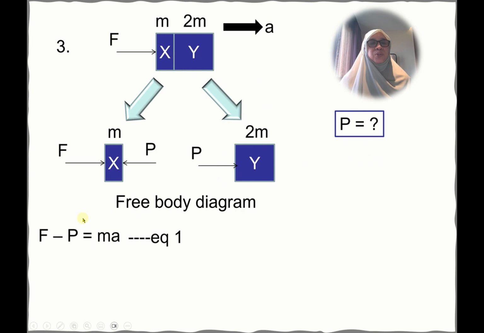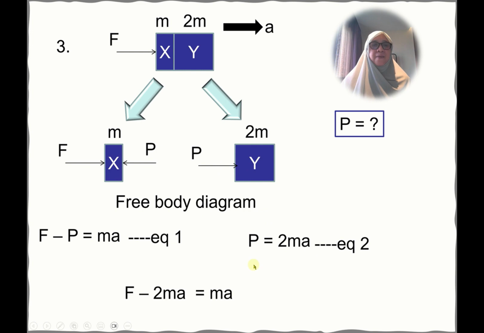Now the question asks to find P. Using F equals to ma, F is positive because it is the same direction as A. So F minus P equals to ma. This is equation 1. And then for block Y, only P acts on Y, so P equals to 2ma. This is equation 2. Using the same method as question 2, we use simultaneous equations. We substitute P equals to 2ma into equation 1. So F minus 2ma equals to ma, and we solve for F, and it equals 3ma.